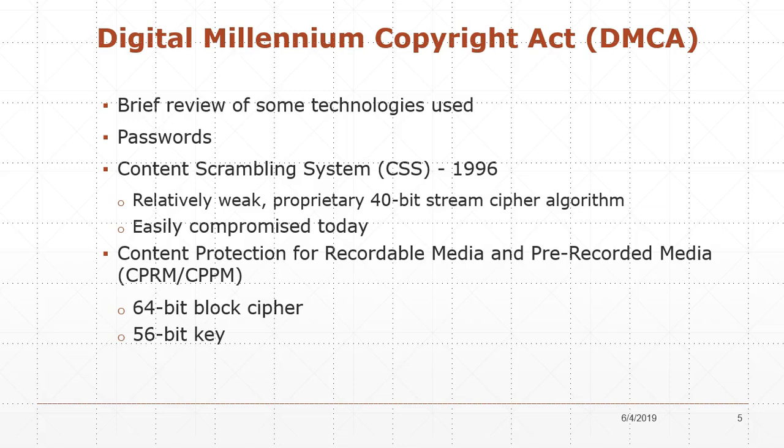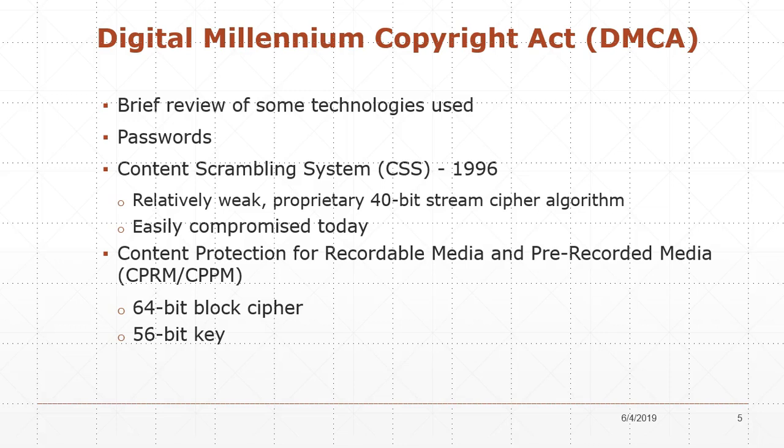Passwords, of course, but the Content Scrambling System, CSS, was one of the early ways, 1996 as a matter of fact, of protecting content, say even video content on CDs and DVDs. It's relatively weak. It's a proprietary 40-bit stream cipher algorithm, and it's very easily compromised today.